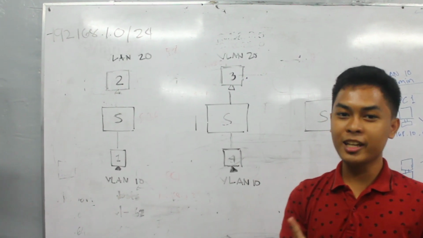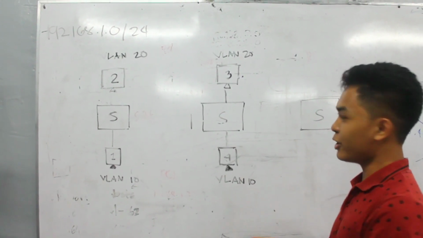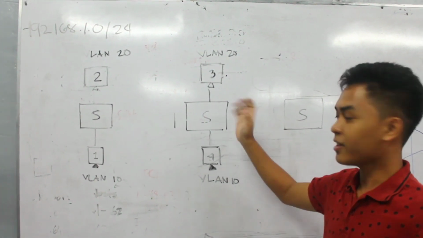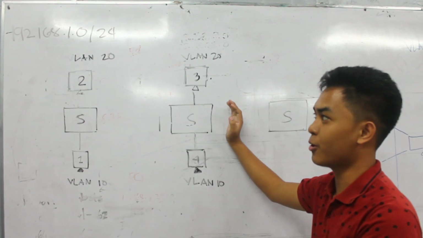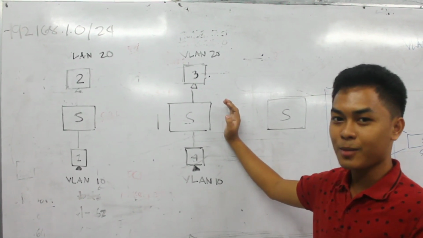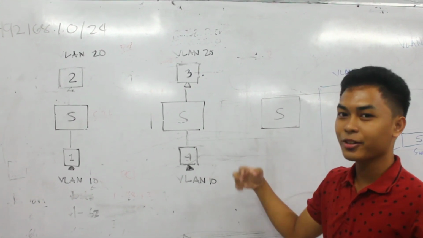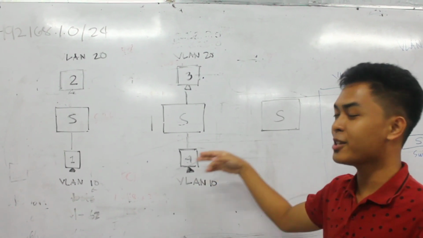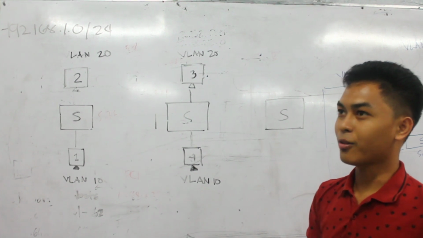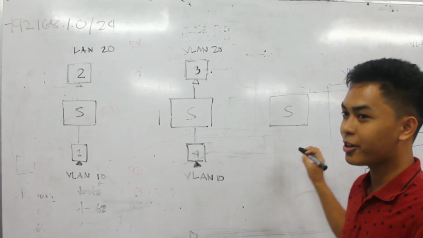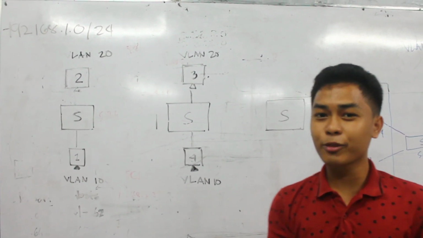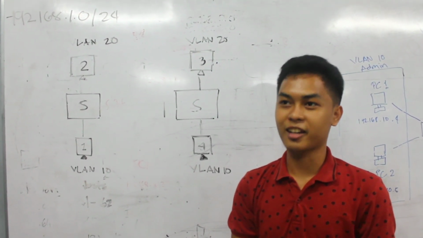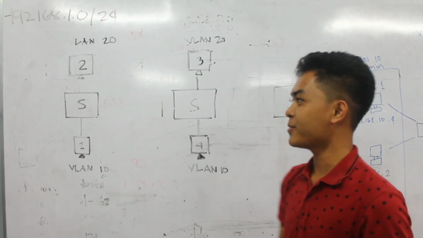But what if we need to use another switch? Without using VTP, we need to manually create another VLAN and another VLAN here. But what if we need to use more than two switches? Again, we need to manually configure and create another VLAN. As a network engineer and network administrator, it's so exhausting. It is less efficient and takes a lot of time.